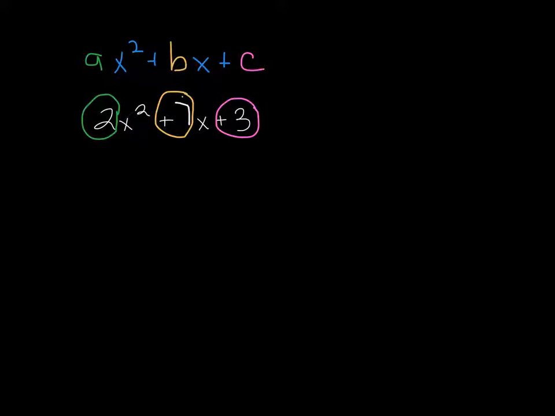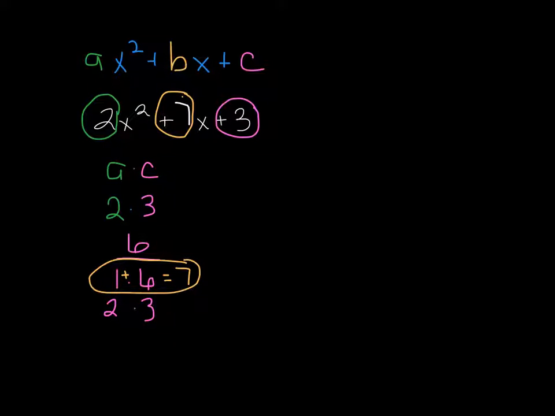Our first step is going to be to multiply a times c. In this case, a would be 2, c would be 3, and 2 times 3 is 6. Now we want to list all the factors of 6, which would be 1 times 6, or 2 times 3. Now we want to find the pair that adds to equal b, which is 7. So 1 plus 6 equals 7. That works. We already found the pair.